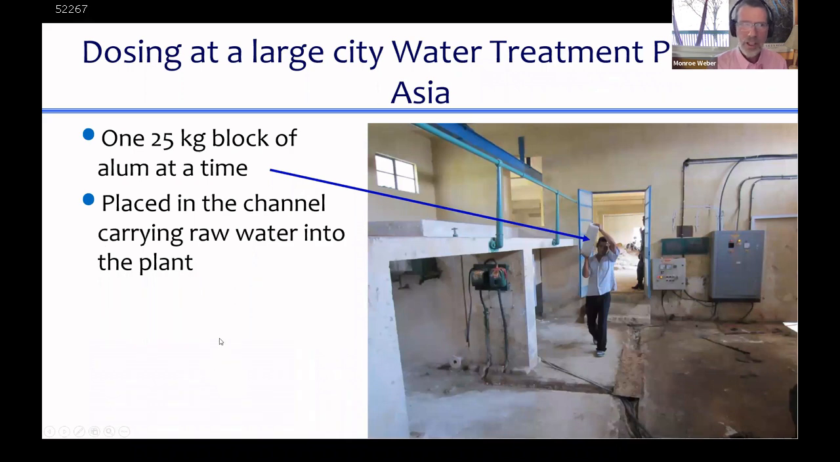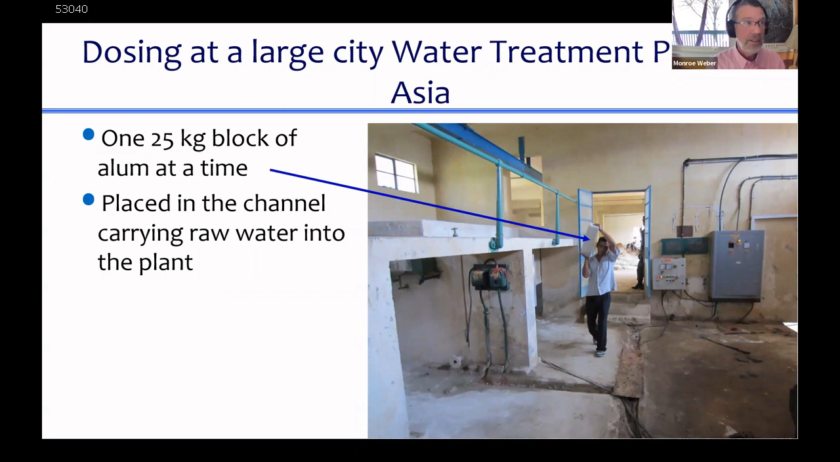Yeah, and another example of dosing, and I think I'm showing these because when we began this journey of wanting to design water treatment plants, I recognized that figuring out how you dose the chemicals was top priority, because if you don't have that working, none of the rest of the plant works.